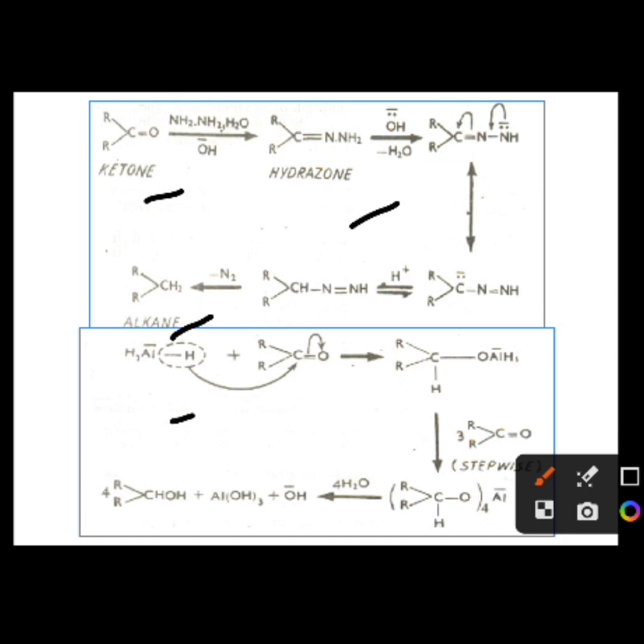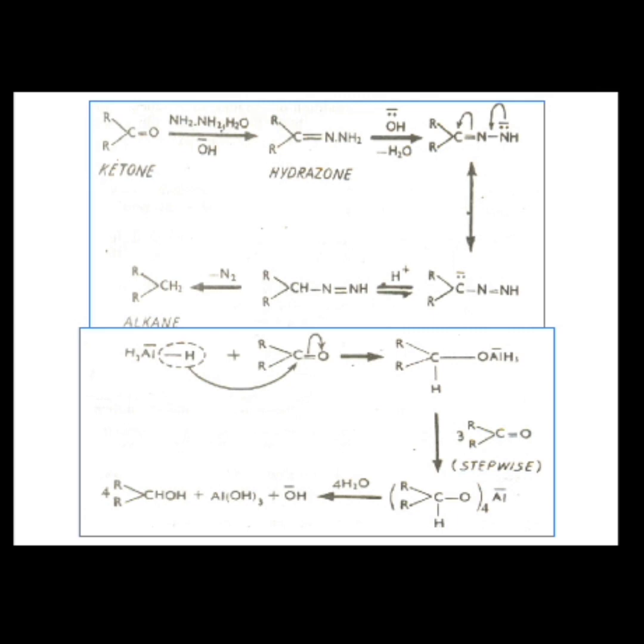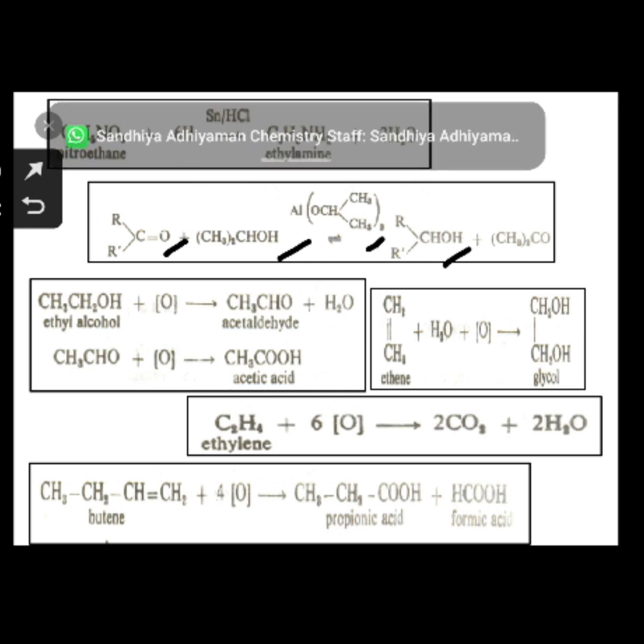And then this fourth reaction is an example using lithium aluminum hydride, and it reacts with the ketone and reduces it into alcohol. That is, ketone is reduced into secondary alcohol. And the next example for a reduction reaction is nitroethane converted into ethylamine. Here the reducing agent used is tin and HCl. And then in the next reaction, ketone reacts in the presence of a reducing agent to give alcohol. That is, the ketone is reduced into alcohol.